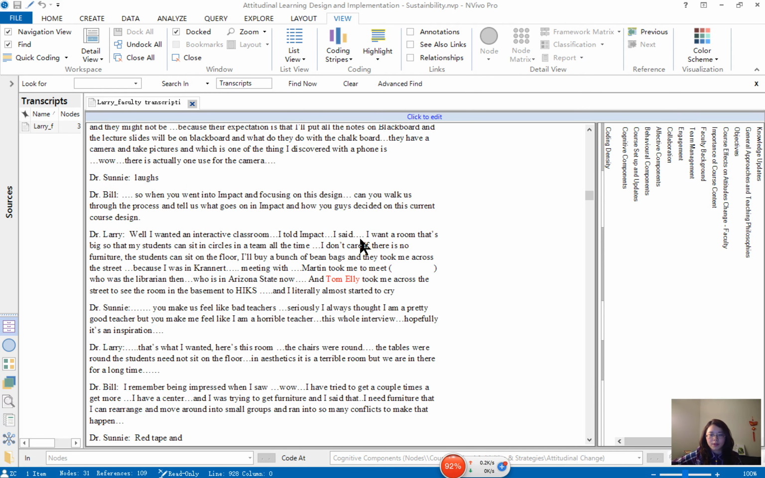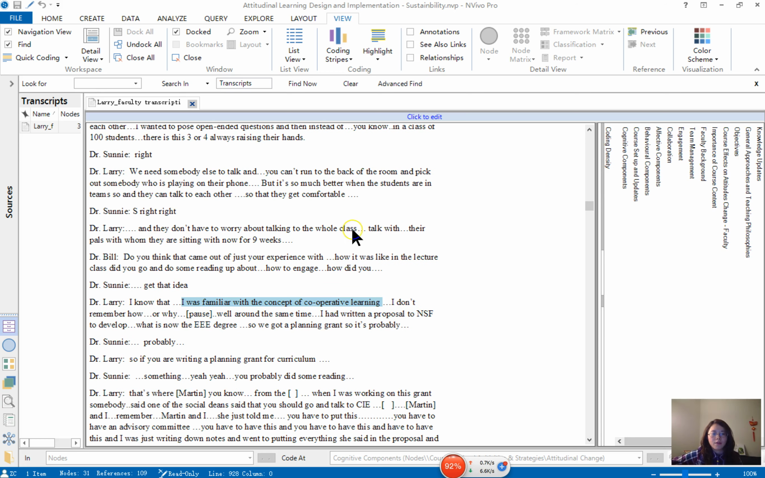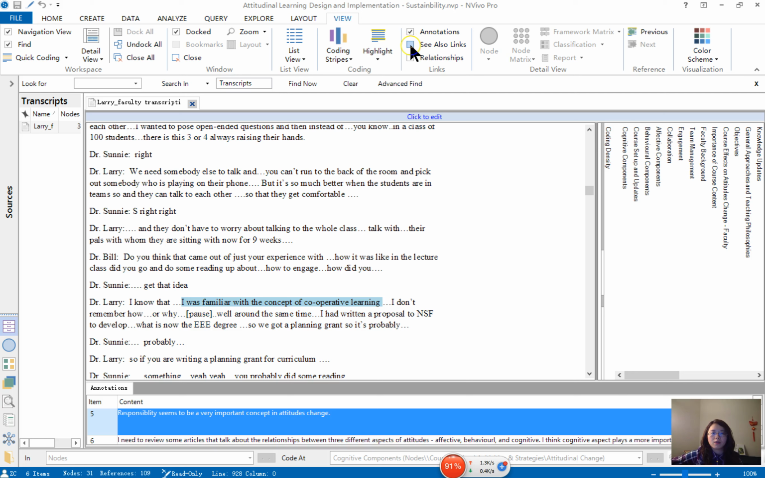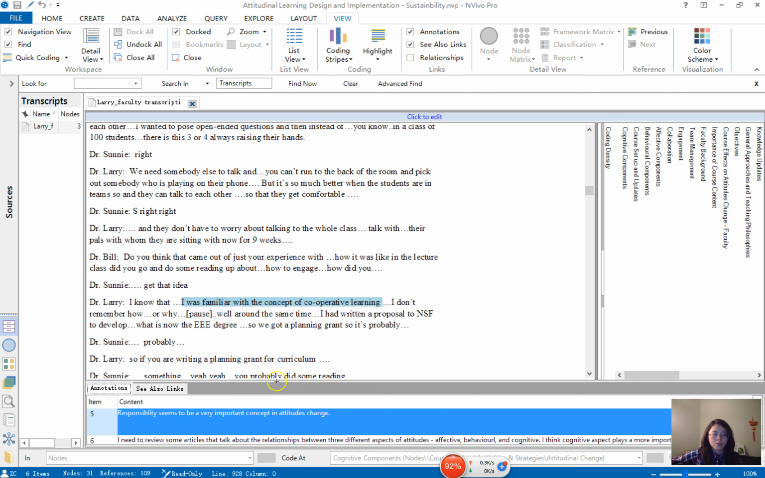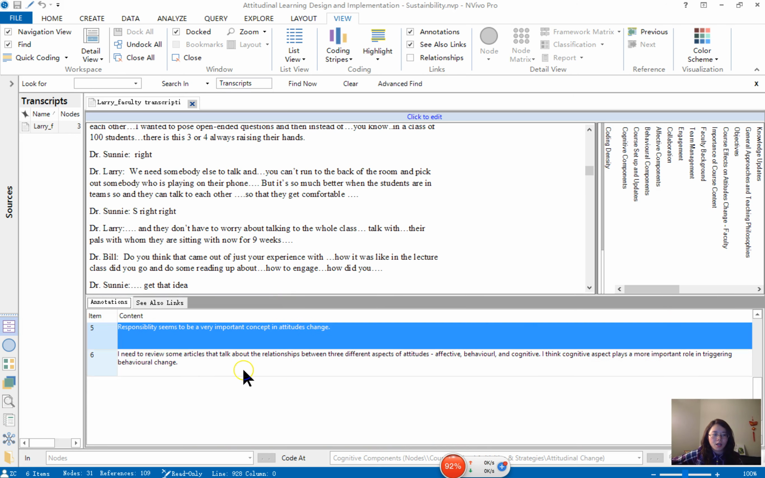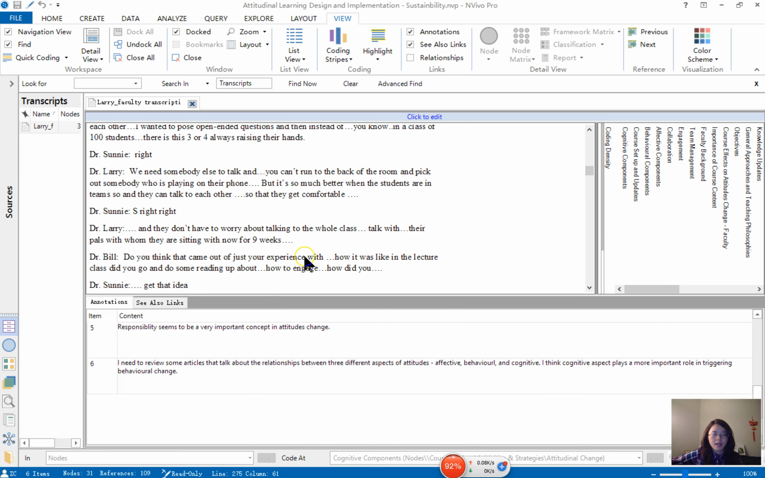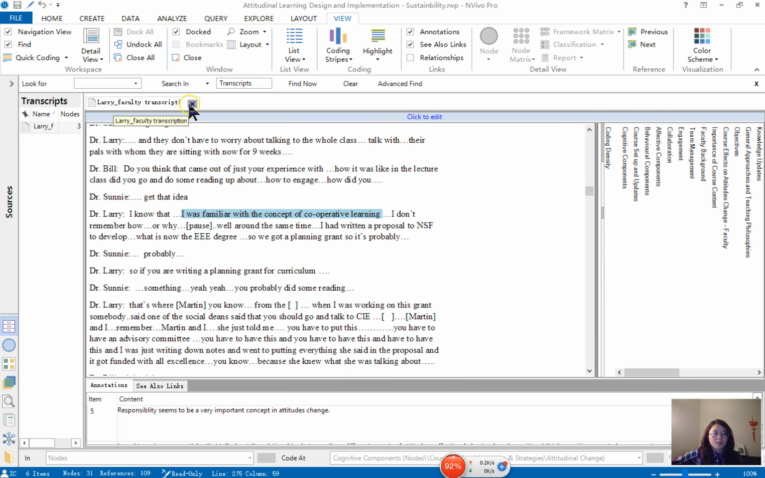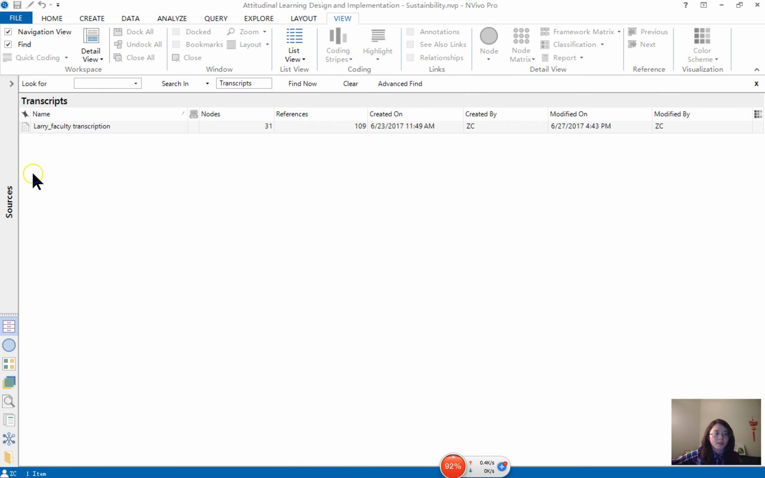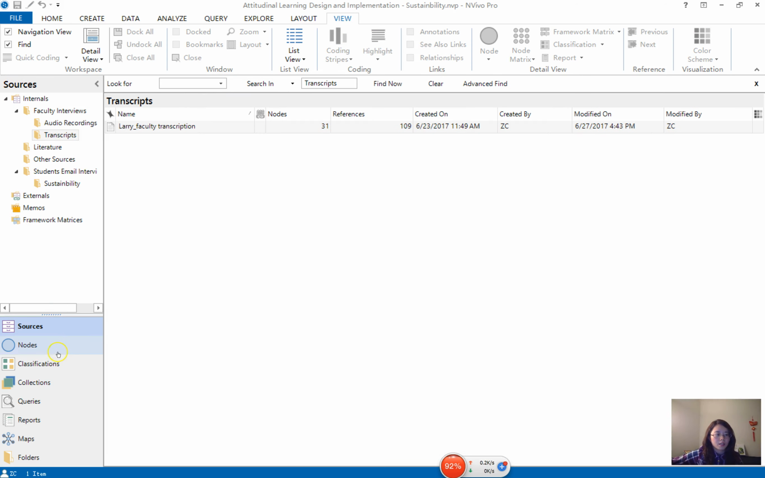So these are things. And if I open the annotation, see also link. Oh, not very many see also links here, but I do have some annotations that are just notes that I jotted down when I read this transcript. So that's Larry's. So now let's look at my notebook really quick.